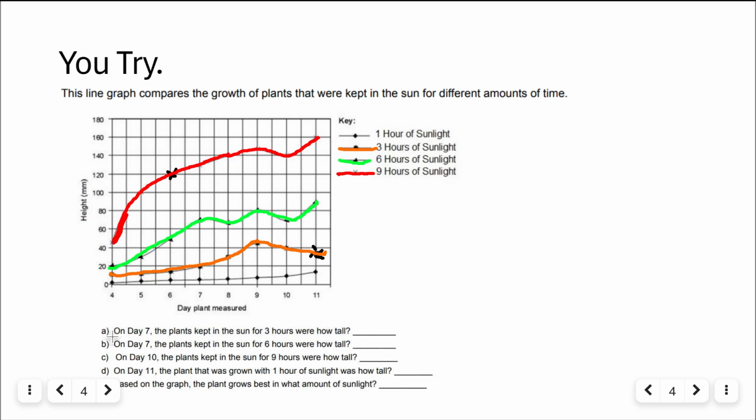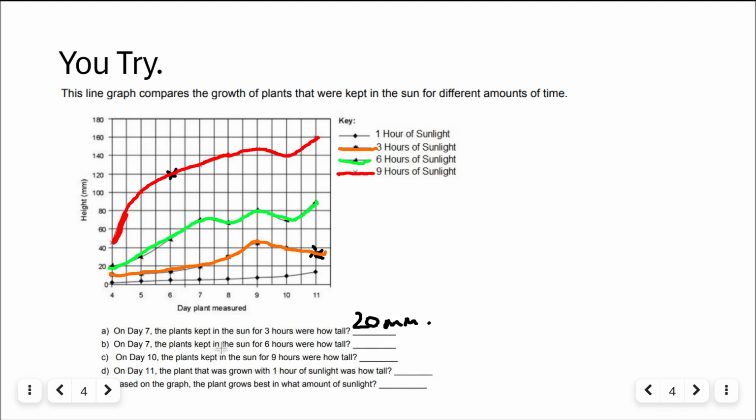Okay, so on day 7, the plants kept in the sun for 3 hours were how tall? All right, so here's the 3 hours of sunlight line. It's the orange line. On day 7, well, here's day 7. How tall were those plants? The height is 20 millimeters. There it is.